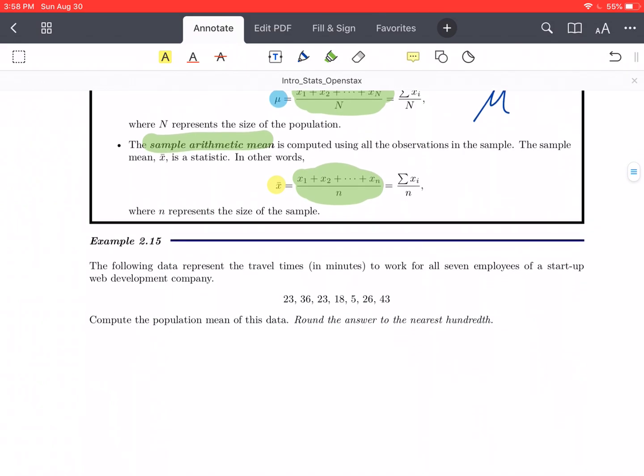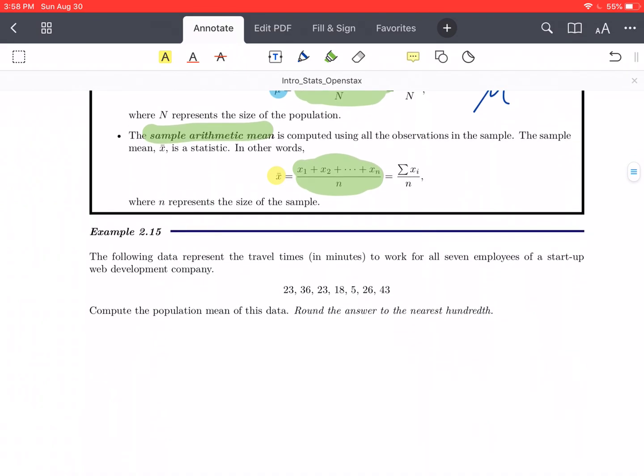So let's look at an example. The following data represent the travel times in minutes to work for all 7 employees of a startup web development company. Compute the population mean of this data. Round your answer to the nearest hundredth. So we're dealing with a population mean here, so we're dealing with mu.